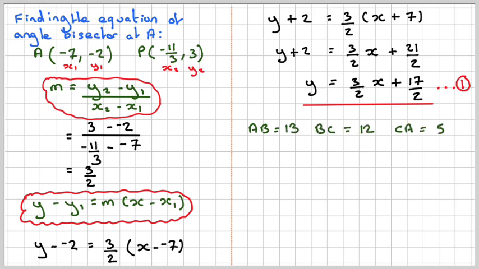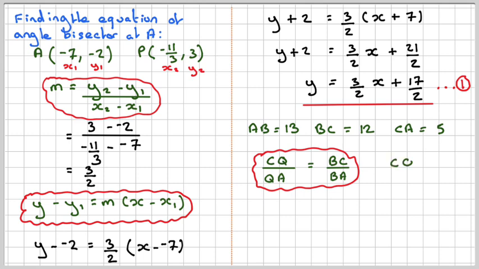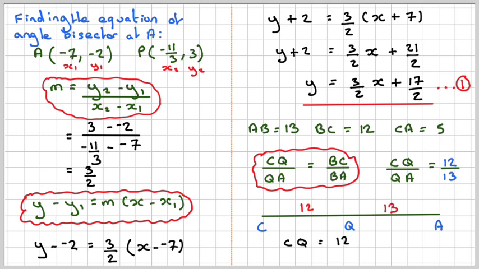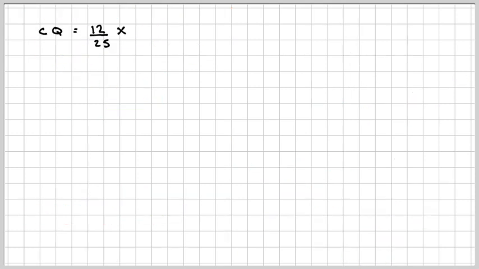So we've got AB is 13, BC is 12, CA is 5. And then using that ratio idea, CQ over QA will be BC over BA. So CQ over QA will be 12 over 13. So drawing a line again, this will be 12 and this will be 13. Okay, and then CQ will be 12 over 25 times CA. So it's 12 over 25 times CA, which is 12 over 25 times 5, which will give me 12 over 5.